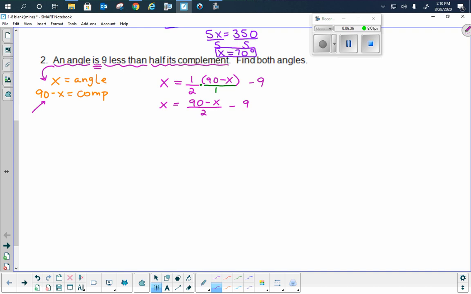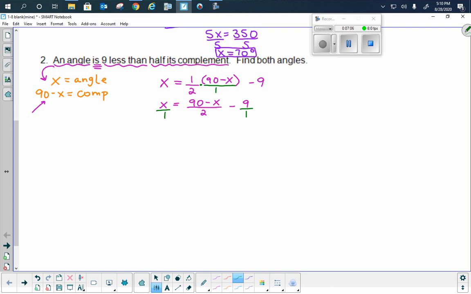Okay. Now I have these three sections that we talked about when we were clearing fractions, where I'm just going to say, let's make everything a fraction. So x is going to be over 1. The 90 minus x is already over 2. And the negative 9 is going to be over 1 to not change the problem. Last time when we did this, we said find the common denominator between the 1, the 2, and the 1, which would be the biggest number they all go into. That's 2.